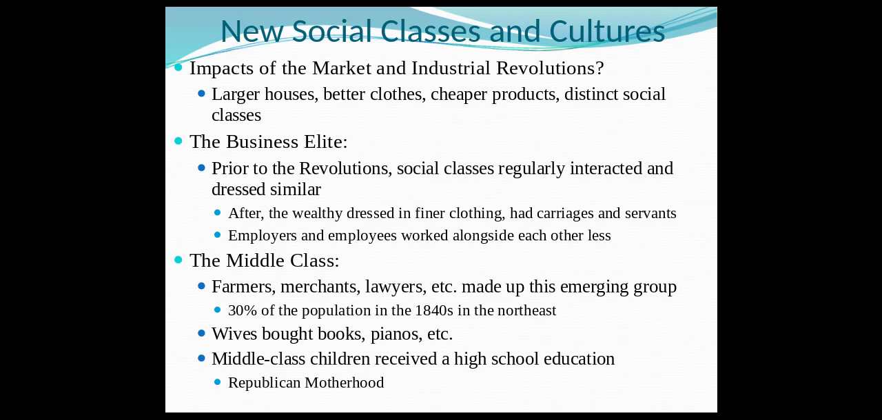You see a burgeoning middle class made up of successful farmers, merchants, and lawyers. 30% of the population in the 1840s in the Northeast was middle class. Middle class people's wives bought books and pianos, things like that, these luxury items. And middle class children actually receive a high school education beginning in this time period. Part of this was the idea of Republican motherhood, that we want an educated citizenry to make us a better country.